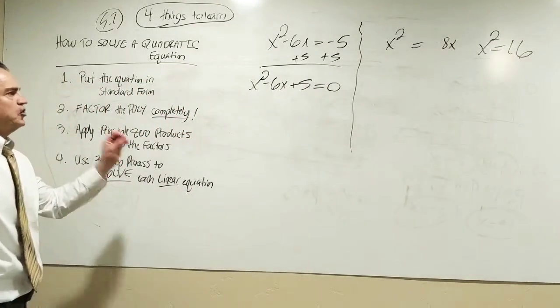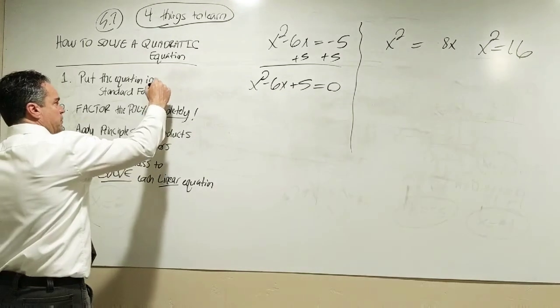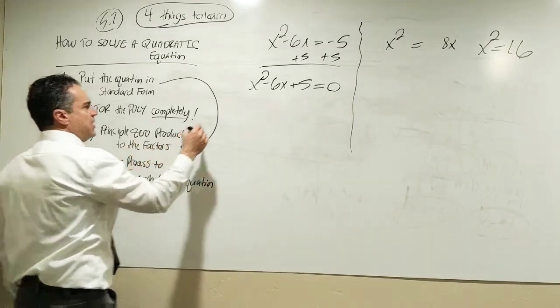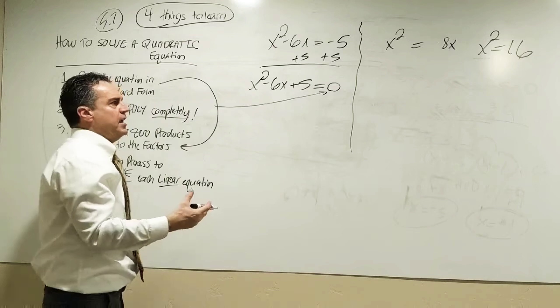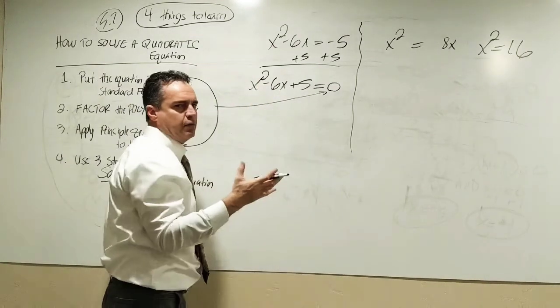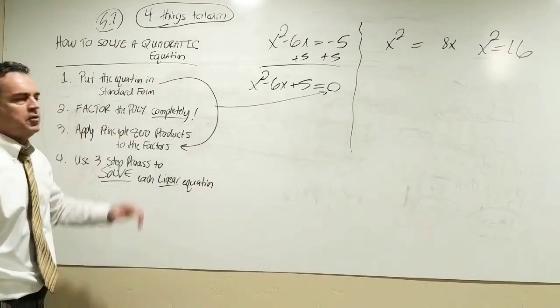You're going to understand that the beauty of putting it in standard form is that it allows us to eventually use the principle of zero products, because we're setting everything equal to 0. So if I factor this, I'm going to create a product of two things that multiplied together equals 0. Watch this. Now my next step here is to factor the polynomial completely.